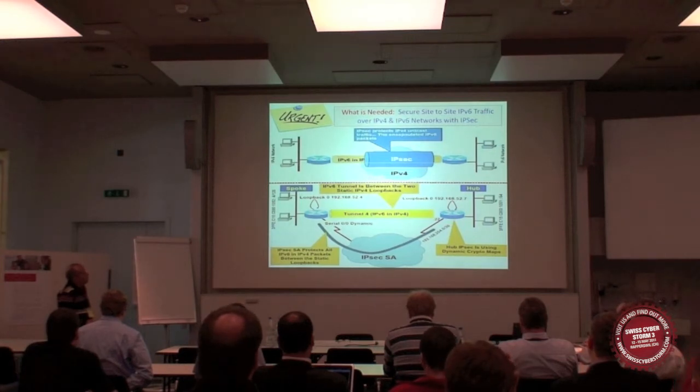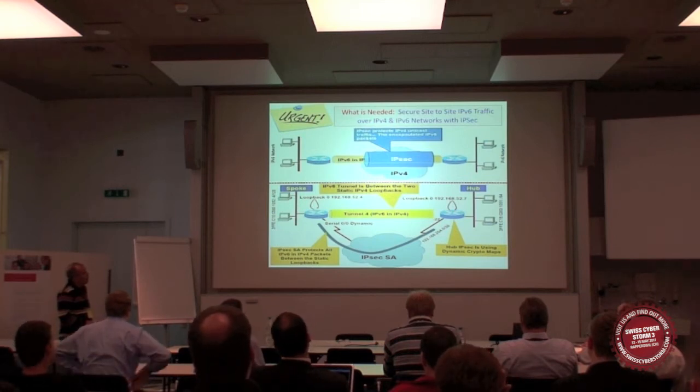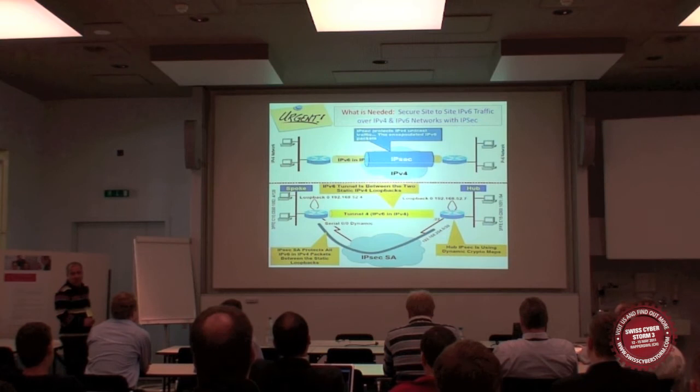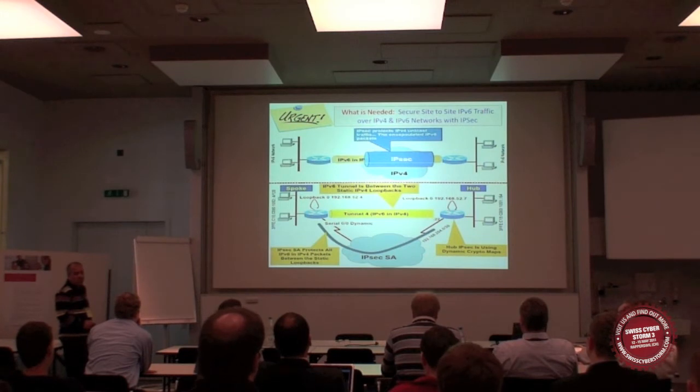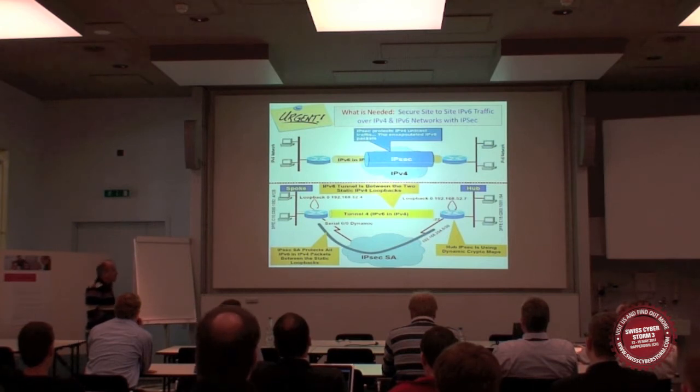So, what is needed? Secure site-to-site IPv6 traffic over IPv4 and IPv6 networks with IPsec. Basically, the idea is that all the traffic should be encrypted and authenticated. These are just snapshots to show you that when we use tunneling and all this in the deployment of IPv6, we should secure the traffic because IPv4 is not secure. We should secure the IPv6 traffic using IPsec.